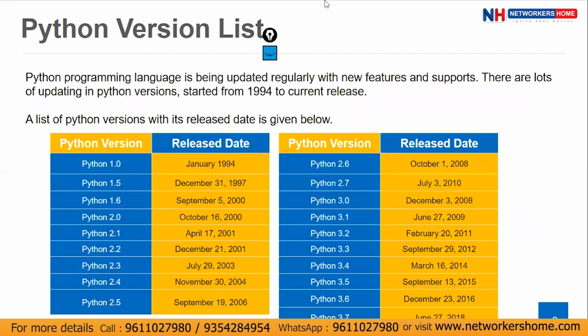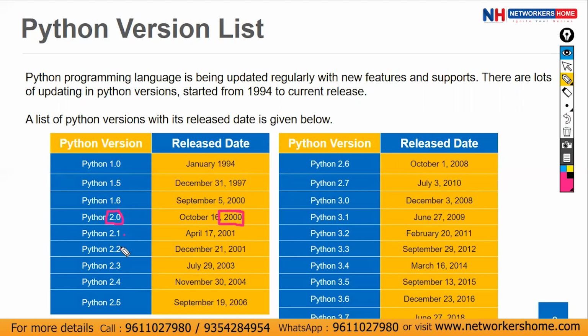Okay, so next is about Python versions here. Starting from 1994, as you know, the actual implementation, up to the current release. The Python 1.0 version was launched in January 1994. Then they came with 1.5 and 1.6 in December 1997, and then 2.0. The 2.0 version came in the year 2000.